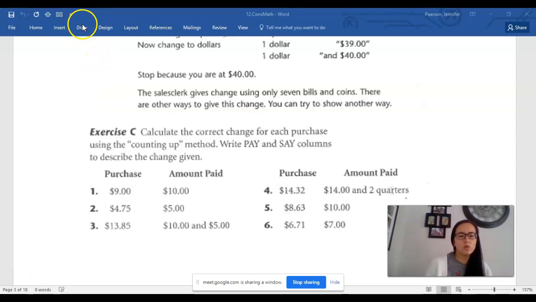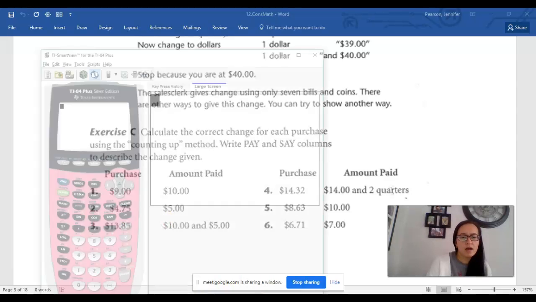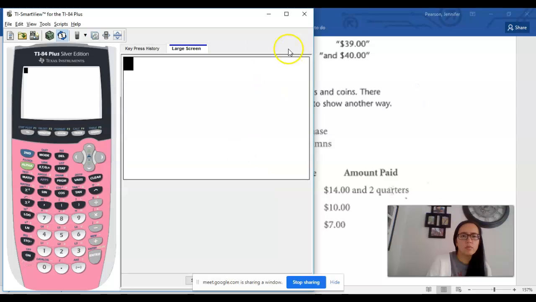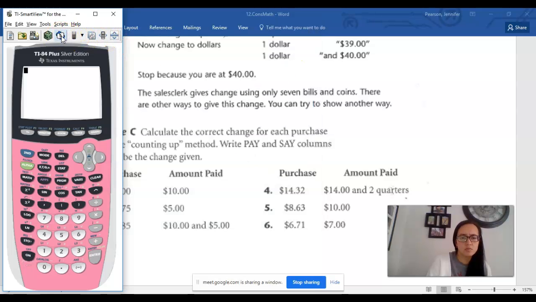So if the total was $13.85 and they handed me a 10 and a 5, I need to calculate how much the change would be. All we need to do then is take the total here, 10 and 5, that'd be $15, and then subtract $13.85. If you have a calculator, or you can do it by hand, I'm going to do it on the calculator just to speed things along.